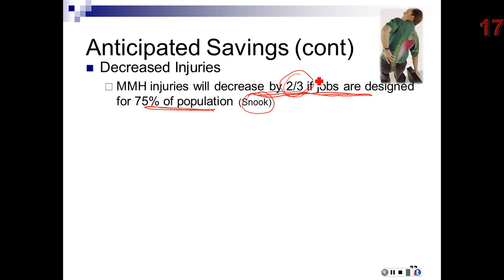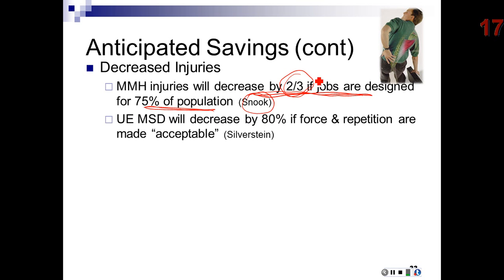I'm being conservative. Same thing for upper extremity MSDs when they've looked at force and repetition, making those acceptable for people. There is a psychophysical method to look at upper extremity MSDs. A researcher predicted that we'd see an 80% decrease in MSDs if we could make those two factors acceptable.